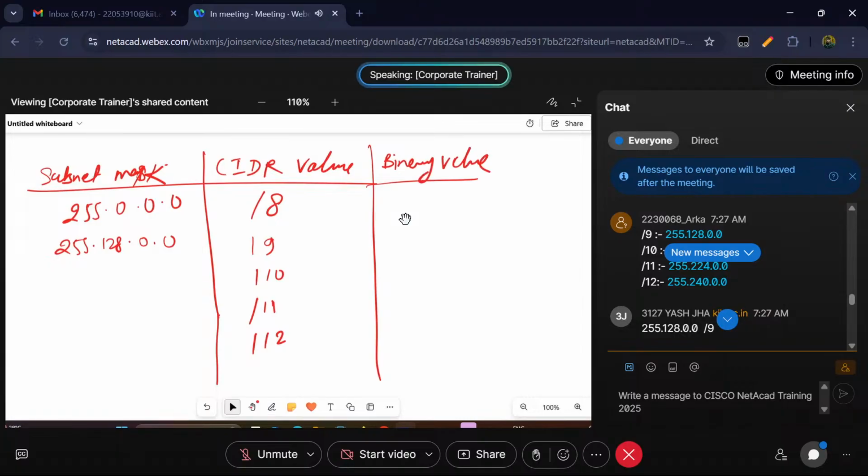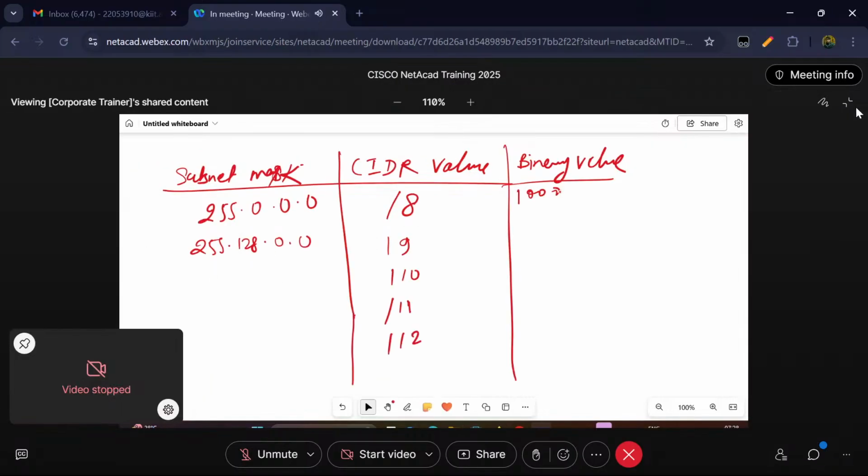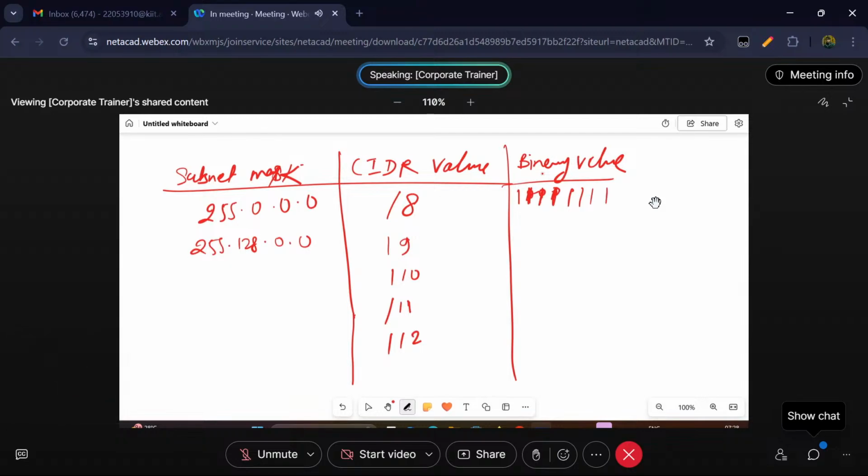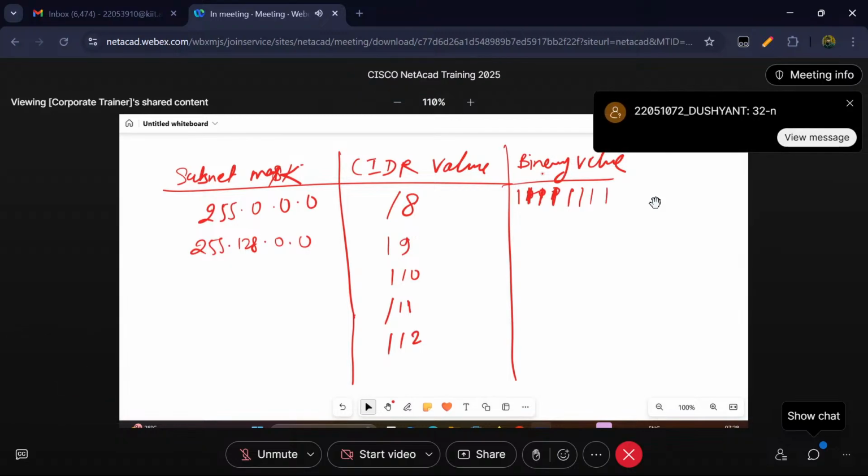For /8, everybody knows that the first 8 bits are 1 and the remaining bits will be 0. So here it will use 255. In this case, all the bits you have to make 1. This is the first octet, so I'll have to make all bits 1: 1, 2, 3, 4, 5, 6, 7, 8. Right? So it will become 255.